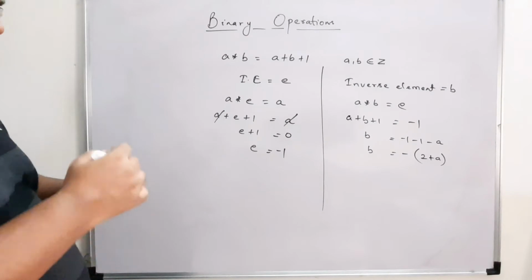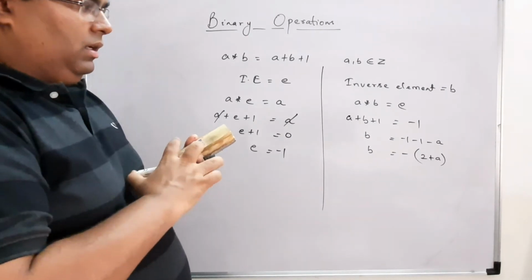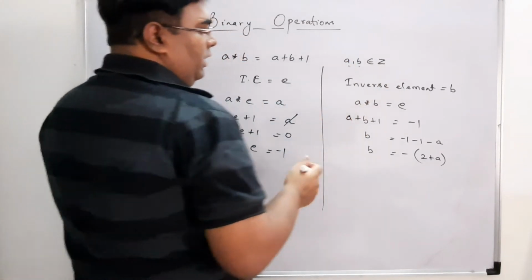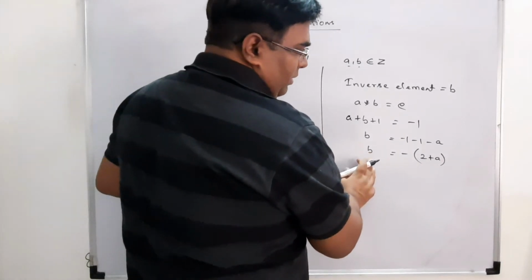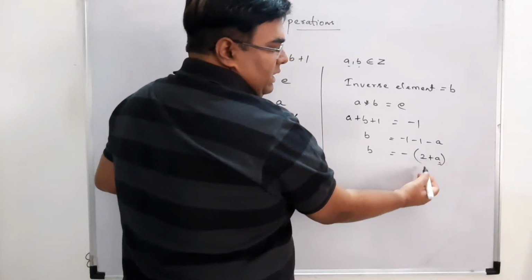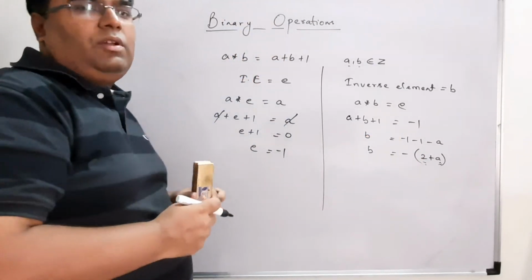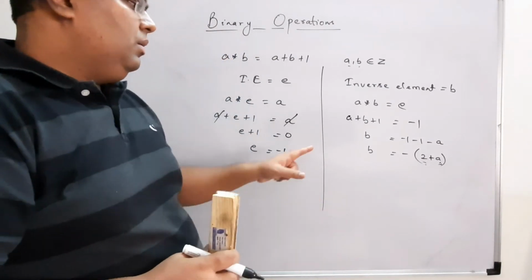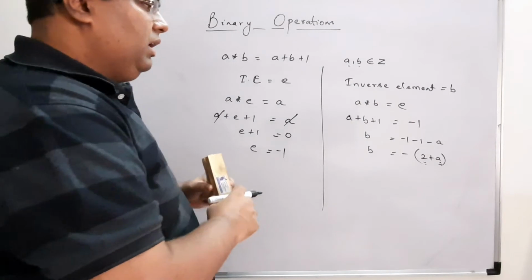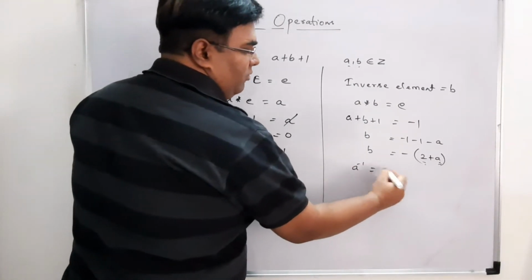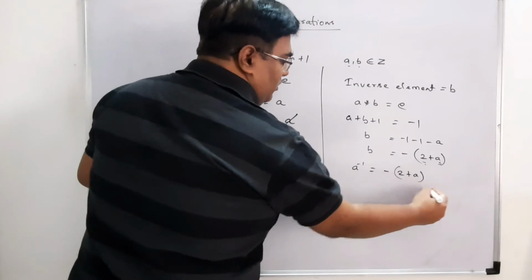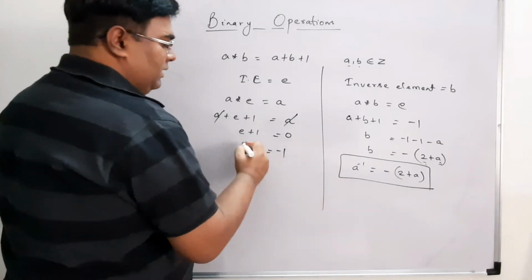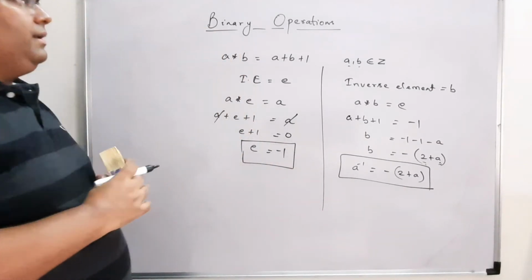Correct. Now we need to check whether this B is coming in our set or not. We are saying A and B belong to the integers. We need to check whether B belongs to the integers or not. Of course, A is an integer, 2 is an integer. Addition of two integers will always give you an integer, and the negative of that integer is again an integer. So B also belongs to the integers. It means A inverse is equal to minus 2 minus A. So this is my inverse element and this is my identity element.